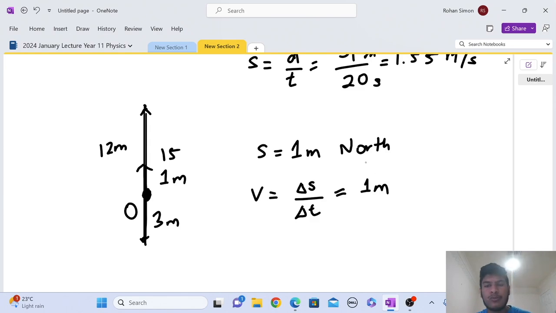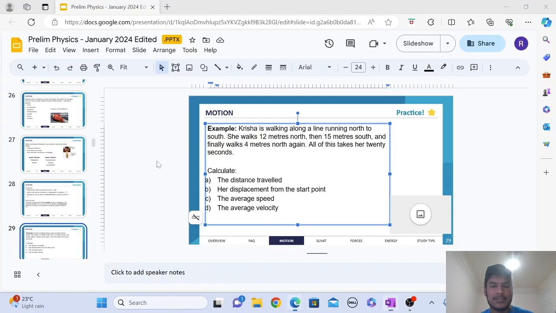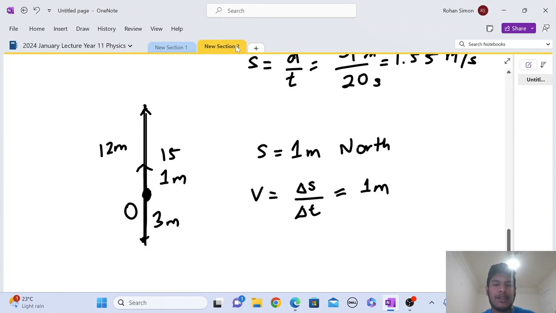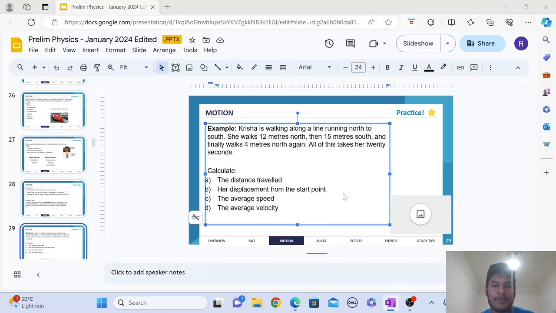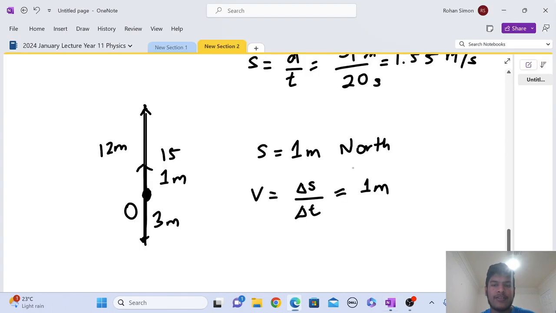I'm going to use +1 to denote north and negative to be south, but that's just the sign convention. I could go the other way as long as I'm consistent. In this case, I'm going to say upwards is positive, downwards is negative. And the average velocity is the difference in position divided by the time taken to complete that difference in position.